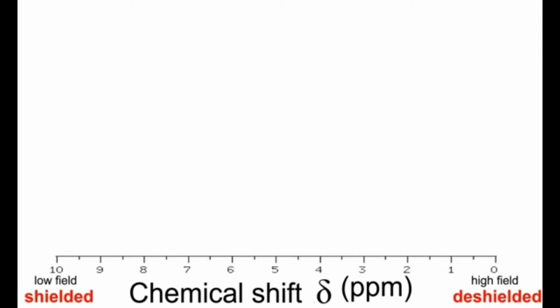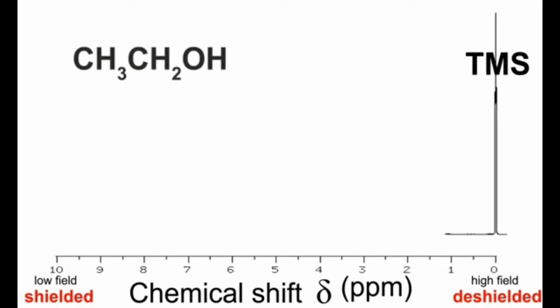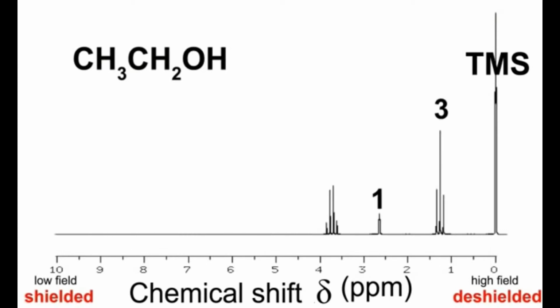We shoot the sample with successive pulses of radio waves with gradually increased energy. The very first band showing is that of the TMS, which indicates the 0 point of the scale. Then for the ethanol, we get 3 peaks with a height ratio of 3 to 1 to 2. And since the height ratio is an indicator of the number of H protons represented by the peak, we can say that the first peak represents 3 H's, the second represents 1, and the third represents 2. The sum of the ratios corresponds to the actual number of H atoms in the ethanol molecule.